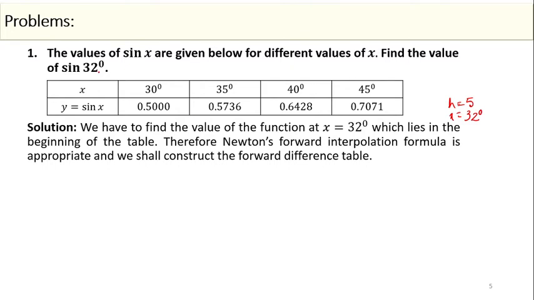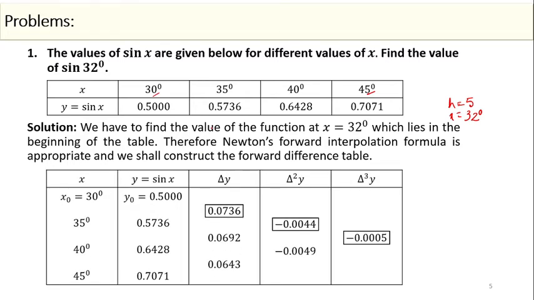Now compare this 32 degree with x0 30 degree and xn 45 degree. Clearly 32 degree is near to 30 degree. So for x is equal to 32 degree, this 32 degree lies near the beginning of the table. So we use Newton-Gregory forward interpolation formula to find the value of sine of 32 degree. So now we construct the forward difference table.